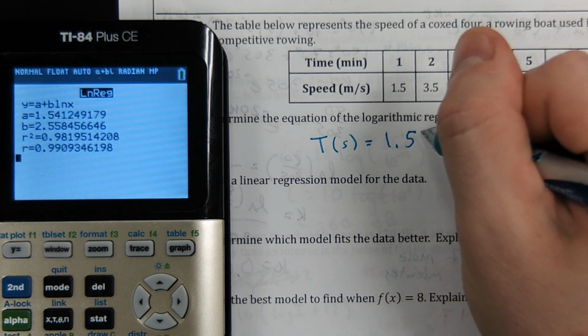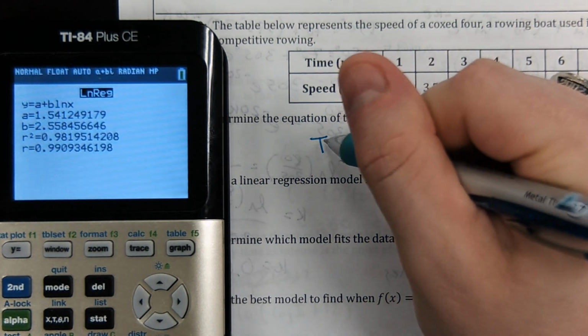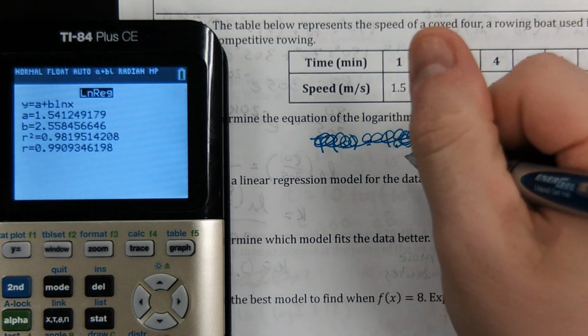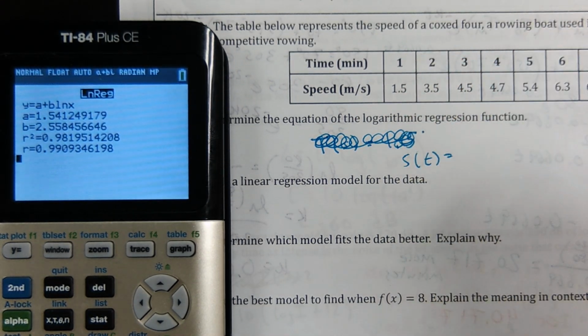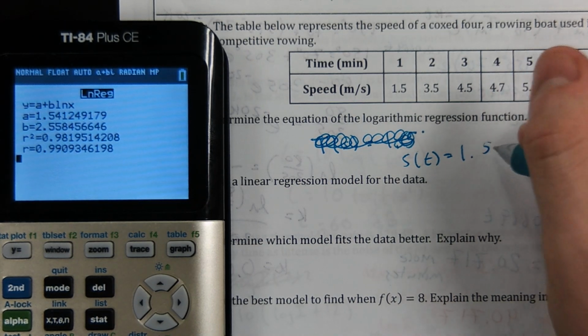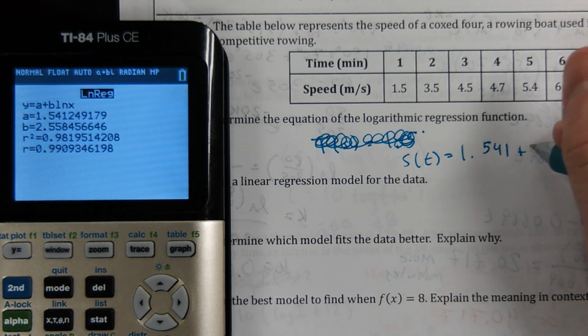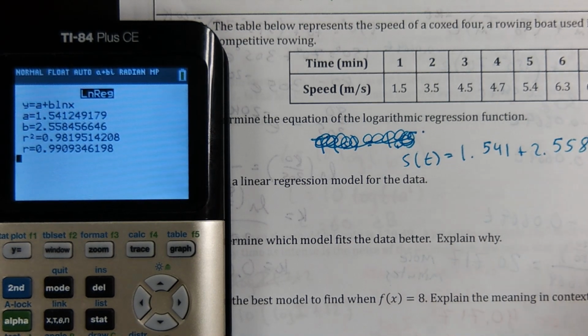I have these backwards. It's speed versus time. Time is the input. Sorry. Speed in terms of time. There we go. Anyway, 1.541. B is positive, so plus 2.558 natural log of t.